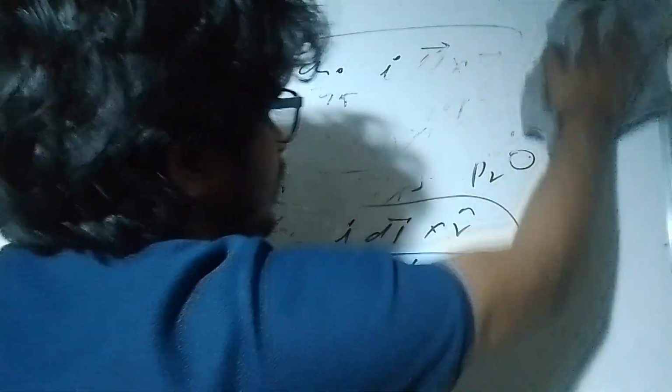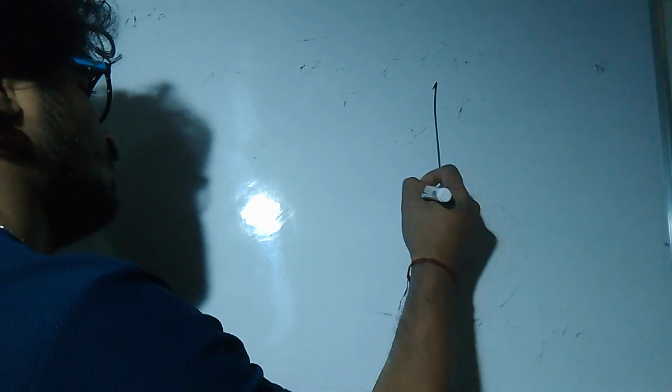So we are going to explain the applications of Biot-Savart law. The first one is the current carrying conductor. Suppose there is one current carrying conductor, with current I flowing. First I will ask you, what is the magnetic field on this side?